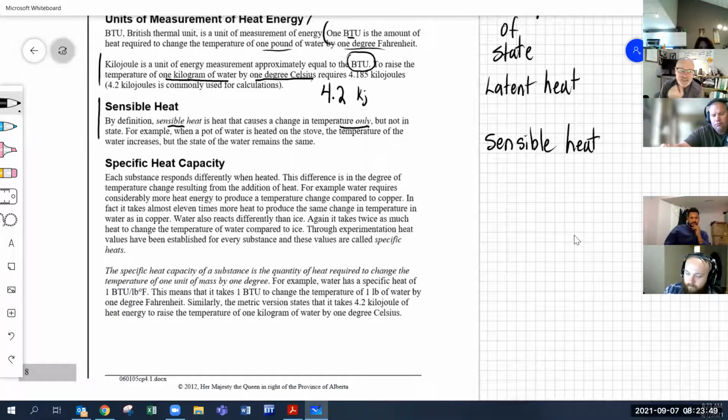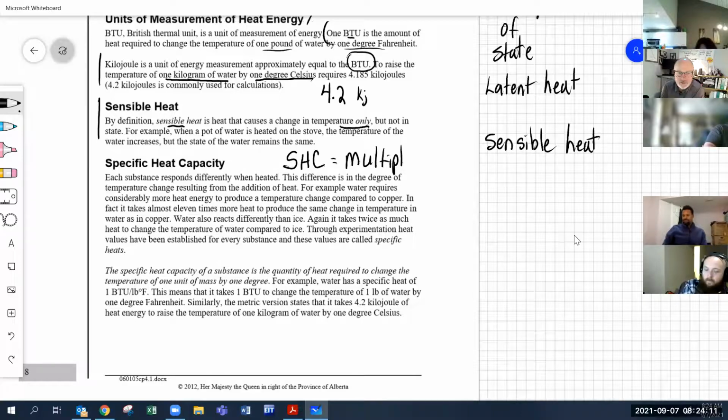That brings us to something called specific heat capacity, which I am going to write as SHC when I write it down, a little abbreviation. For all intents and purposes, this is a multiplier. This is a multiplier that we will use to calculate how much heat it takes to raise the temperature of a substance.